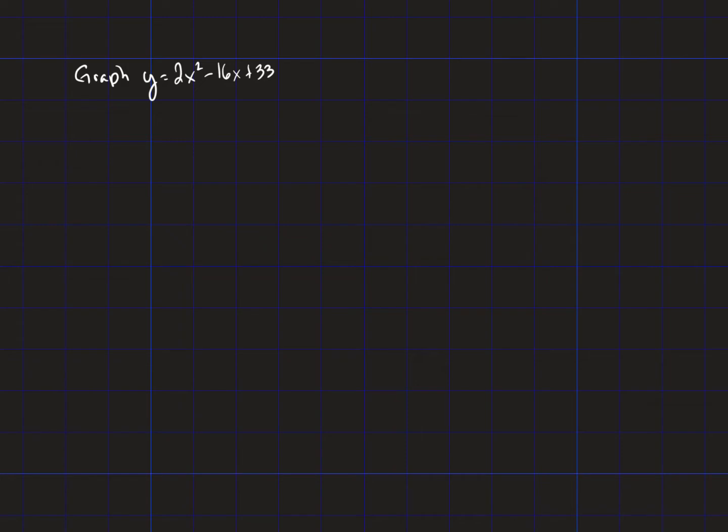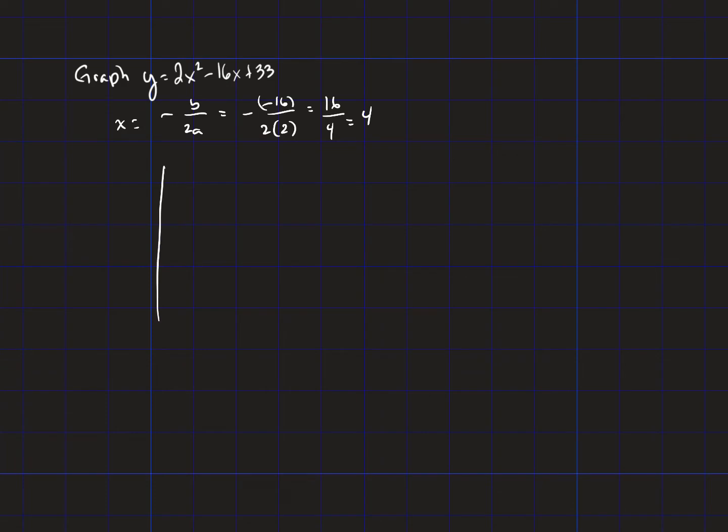So we're still going to go ahead and get our axis of symmetry, which is negative b over 2 times a. So my b is negative 16 over 2 times a, and my a is 2. So that's going to be positive 16 over 2 times 2, which is 4. So that's going to be 4. Now, the axis of symmetry is also the x value of my vertex.